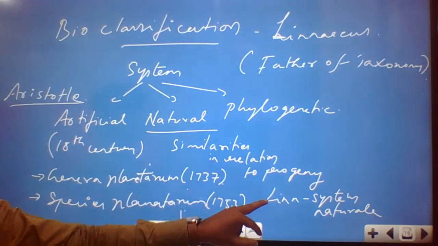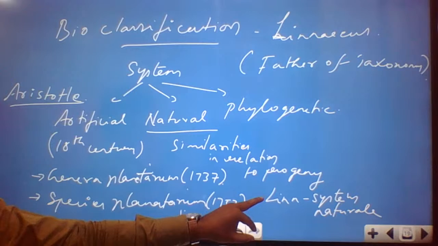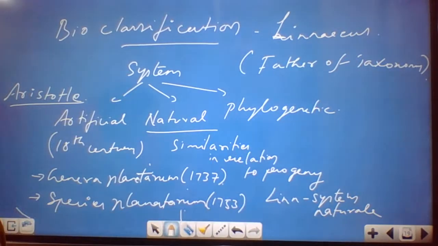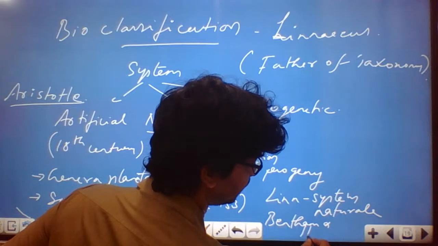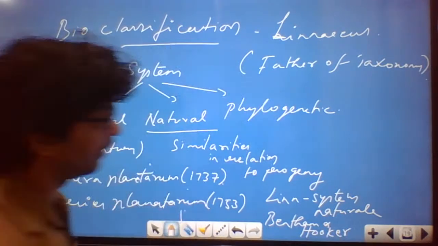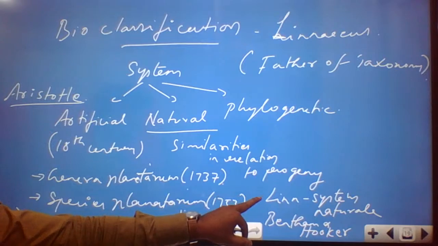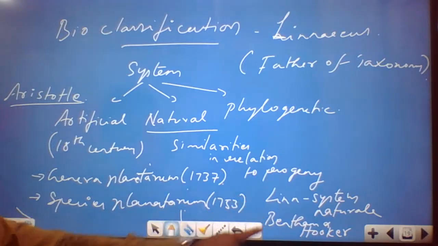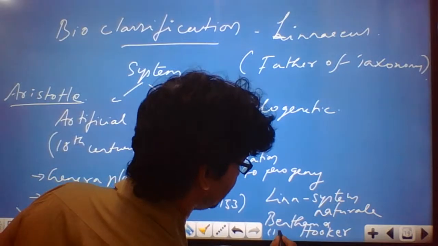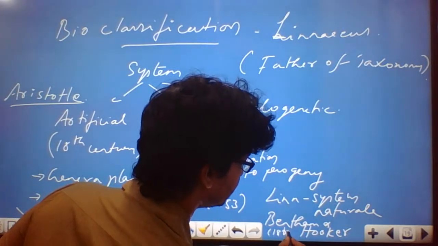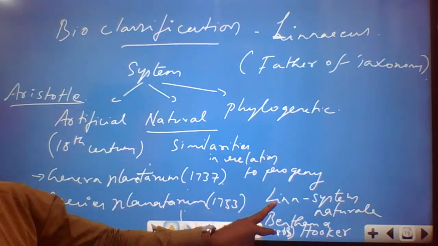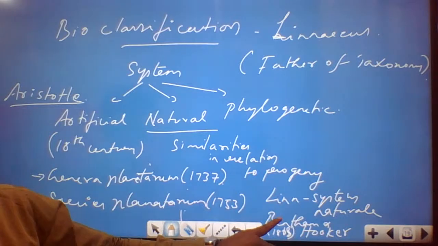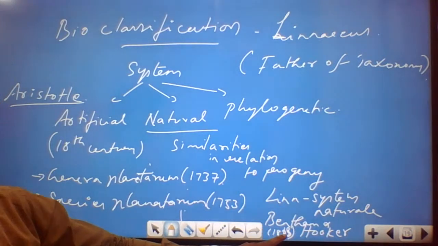The natural system was proposed by Carolus Linnaeus in the year 1758, and then come Bentham and Hooker in the Genera Plantarum in 1863. You need to remember the names of the scientists here: Carolus Linnaeus for system natural, and Bentham and Hooker for the Genera Plantarum in the year 1863.